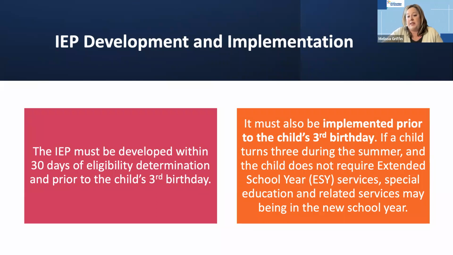If a child turns 3 during the summer and the child does not require extended school year services, special education and related services may begin in the new school year. So as you can see, it's very important that the IEP is developed and implemented by the child's 3rd birthday. And that's a very involved process. And it requires collaboration between Part C and Part B to be successful. It's also important to note that SPP APR indicators surrounding transition happens for both Part C and Part B.